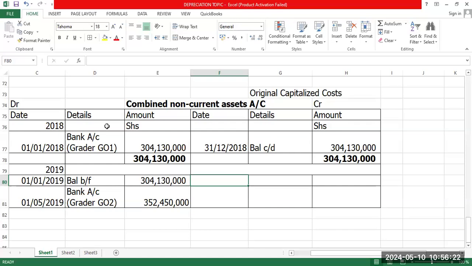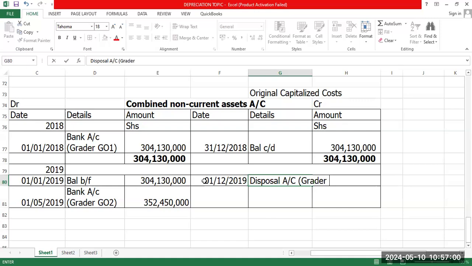Remember, we are recording only the amounts. So you're disposing of on which date? On 1st December 2019. Now, if you're disposing of, it's like you're selling, the amount you get will go to the disposal account. You have the disposal account you are going to open. Which asset are you disposing of? Grader G01.